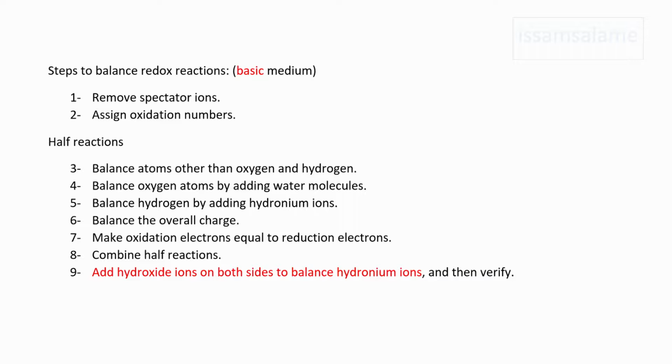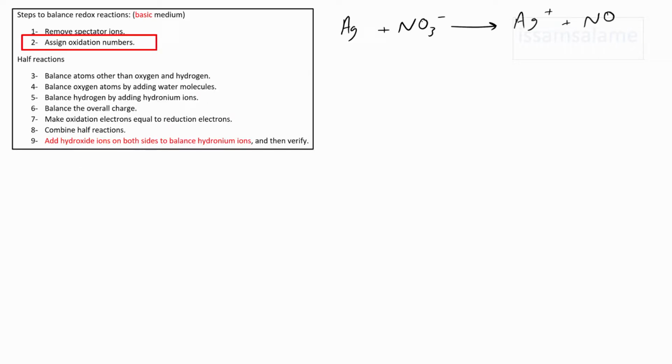And as I did with my previous video, I will keep the steps displayed on the screen while I'm practicing balancing redox reaction in a basic medium. Since we don't have a spectator ion, we will move directly to the second step, which is how to assign the oxidation number, showing you how to find the oxidation number in details.